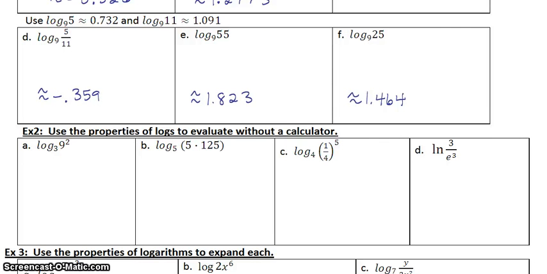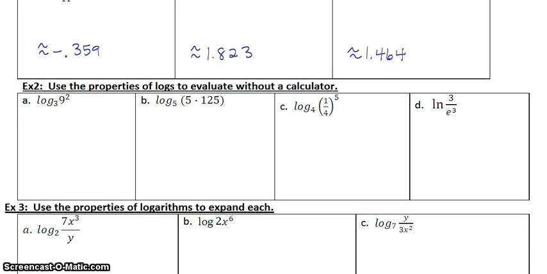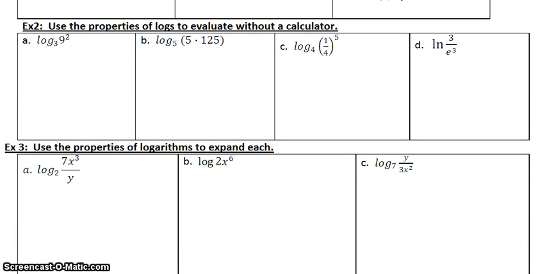Now we're going to use some of our properties in a little bit of a different way, but we're going to still be using our properties to evaluate without a calculator. So here's what I've got. Part A, I've got log base 3 of 9 squared. All right, here's what I want you to think about. Log base 3 of 9 squared, well, I just taught you that whenever I have an exponent, I can move that to the front, and that's not always going to be our first step that we want to take.